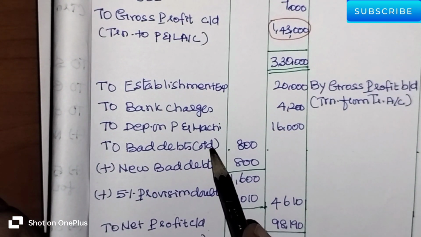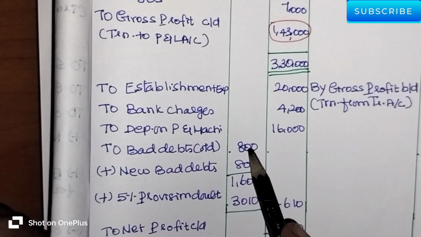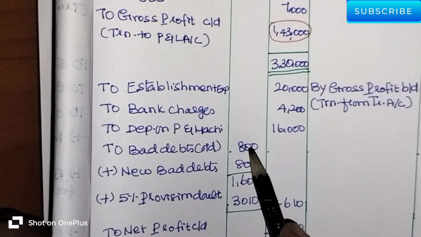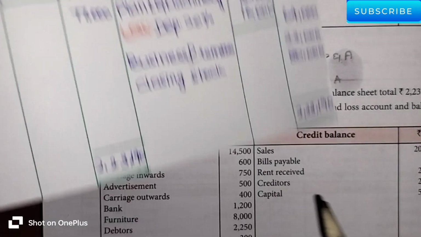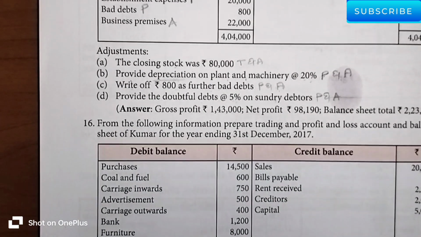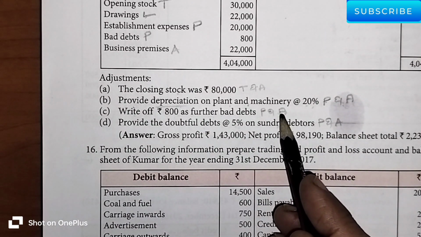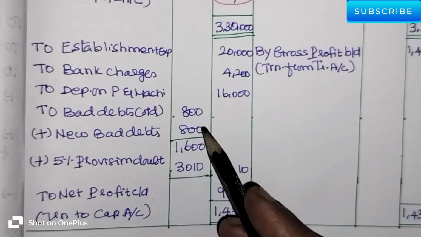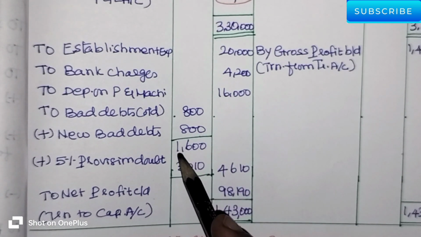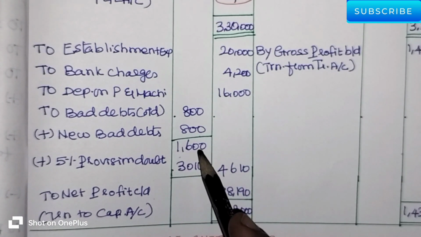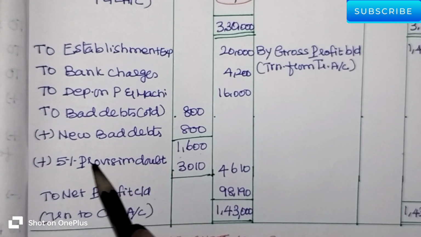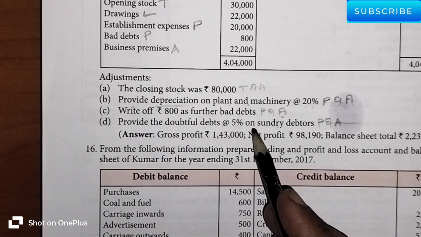Then bad debts, that means old bad debts, we have entered inside the amount column, and the new bad debts, that means additional bad debts, 800 rupees we have to add this. We will get 1,600 rupees, plus we have to add 5% provision on doubtful debts. That 5% means how?